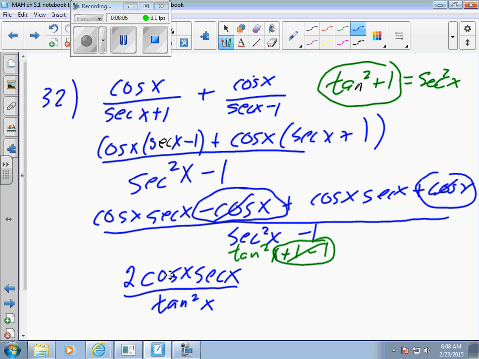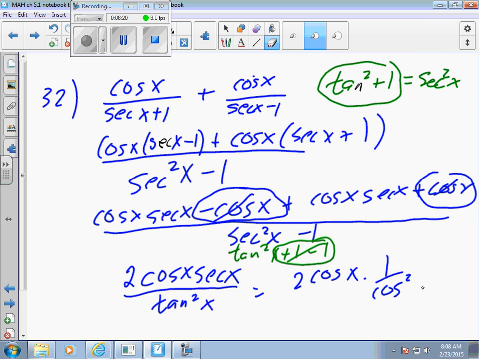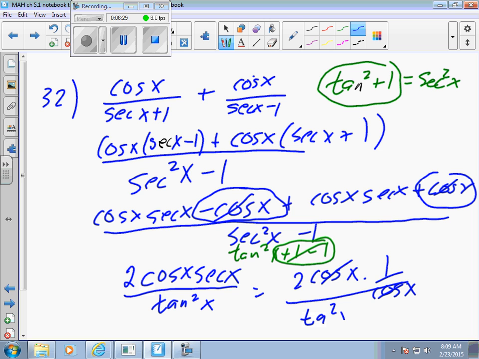So now I'm going to rewrite this as 2 cosine x times the secant, which is 1 over the cosine x, not squared. Cosine on top, cosine on the bottom, they go away. So I'm left with 2 over the tan squared x. And moving that up to the top, if I had a little more room, I'd have 2 cotan squared x.